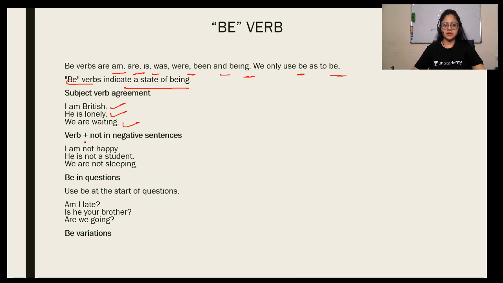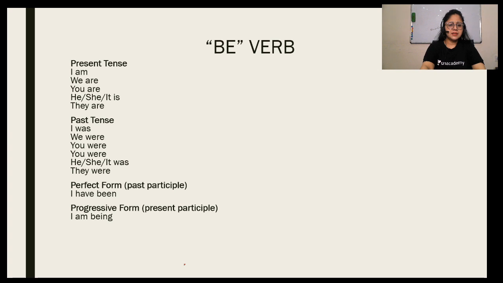Now, verb plus not in negative sentences. I'm not happy. He is not a student. We are not sleeping. Similarly, this can be changed into a past form. I am not happy becomes I was not happy. He's not a student, he was not a student. He wasn't a student with that particular university. We are not sleeping, we were not sleeping. Be in questions: Am I late? Is he your brother? Are we going? All right. Now, very simple. It's important that you are aware of these so that you can start using them.